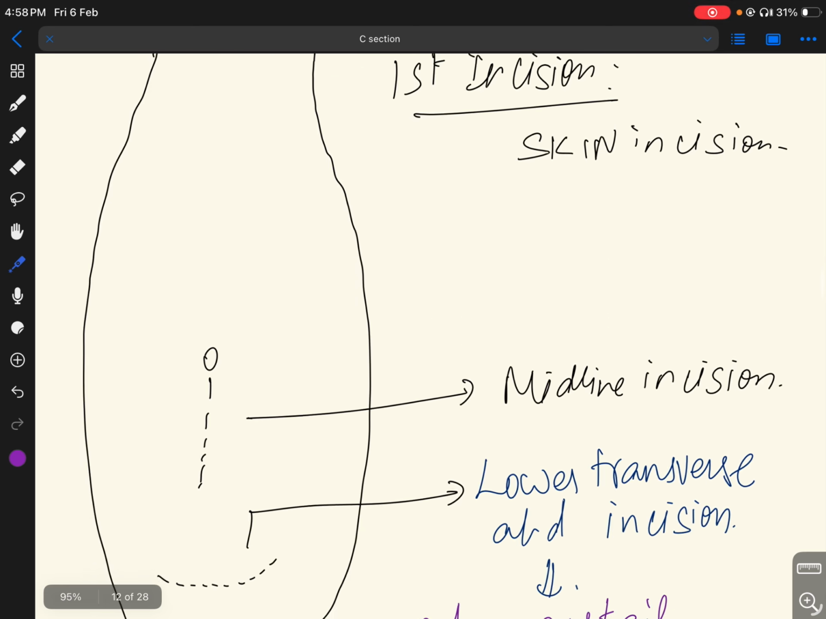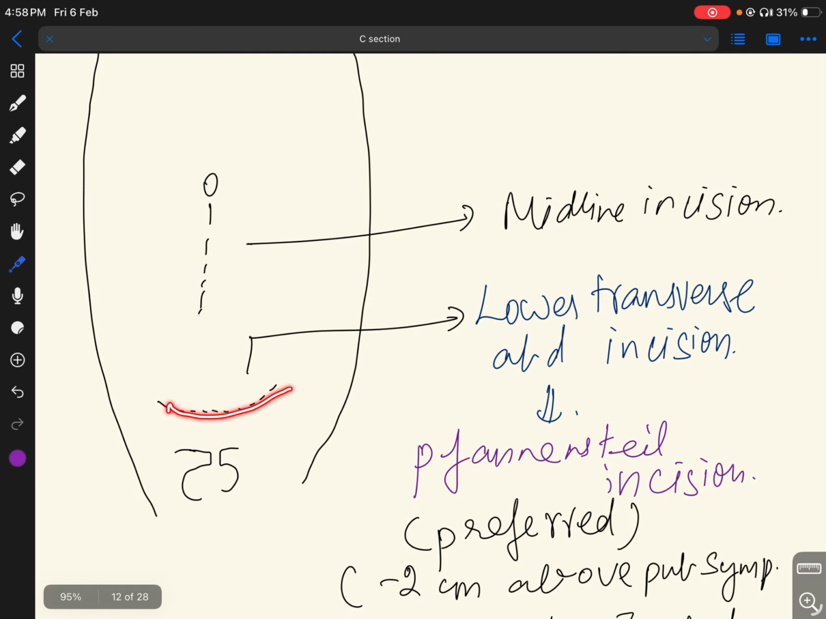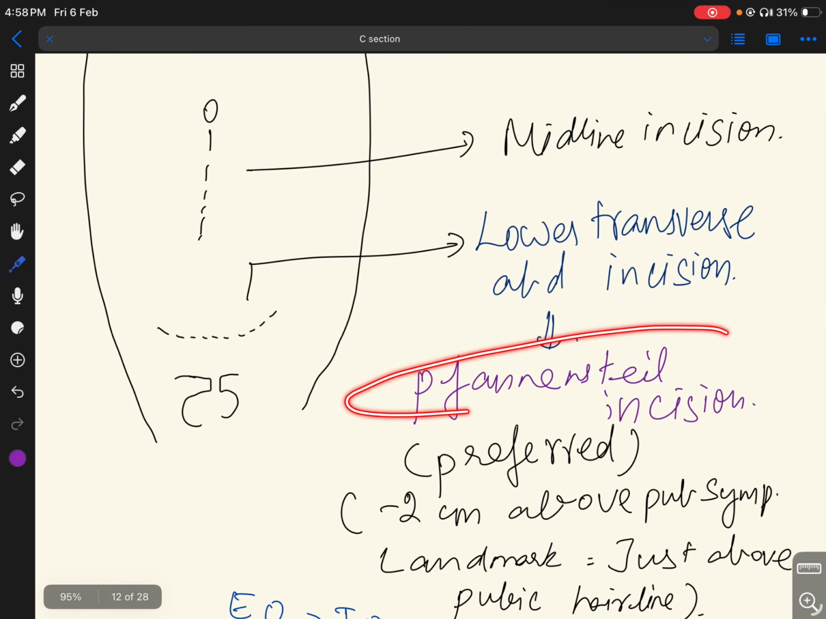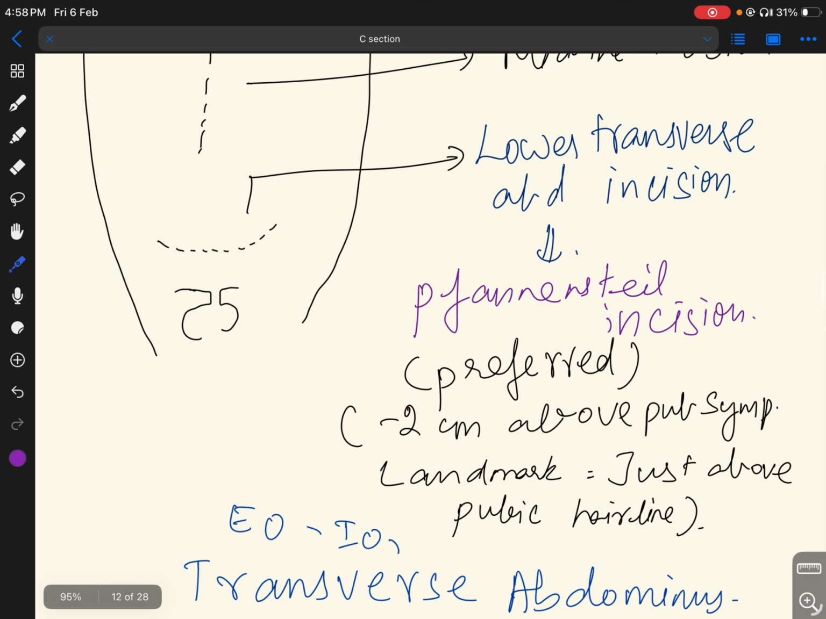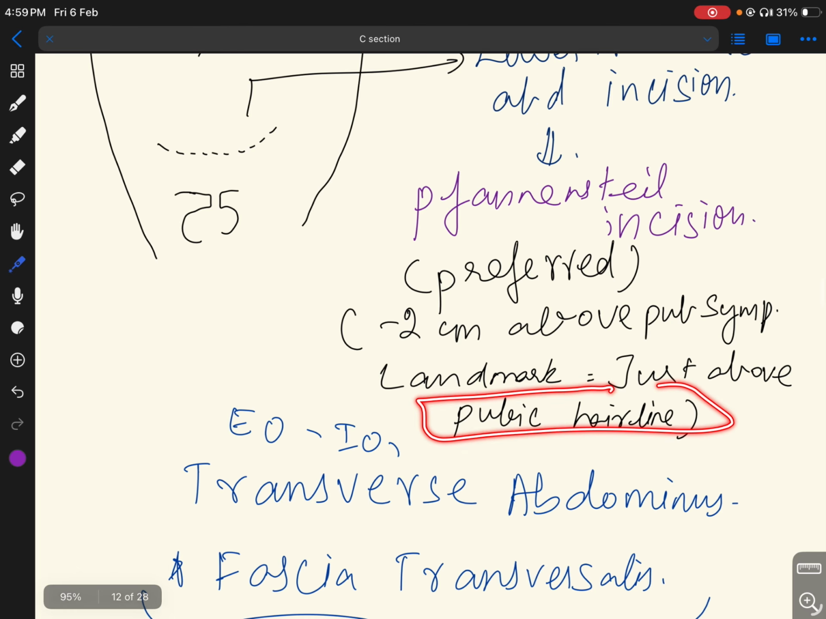Coming to the skin incision, you have midline skin incision or lower transverse abdominal skin incision that is called as Pfannenstiel incision. Pfannenstiel incision is preferred. The site is 2 centimeters above pubic symphysis. The landmark is just above the pubic hairline.